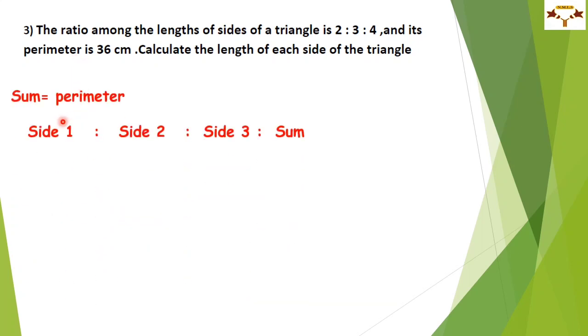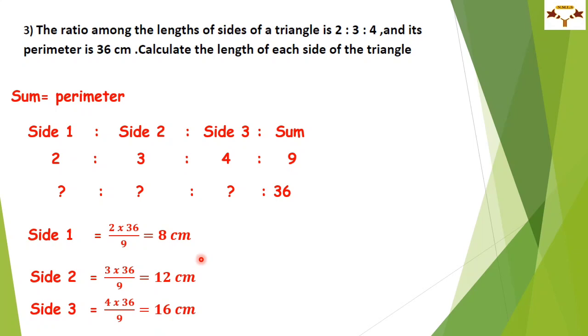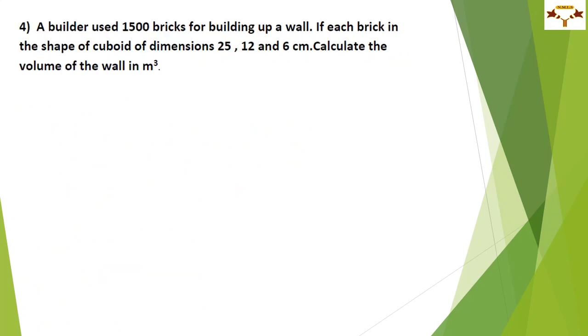So, sum means perimeter. I will find side 1, side 2, side 3 and put a new column for the sum. Put the ratio 2 to 3 to 4 and the sum is 2 plus 3, 5, 5 plus 4 is 9. Now I will put 36 under the sum and easily I will find side 1, 2 times 36 over 9 equals 8 centimeter. Side 2 equals 3 times 36 over 9 equals 12 centimeter. And side 3 equals 4 times 36 over 9 equals 16 centimeter.